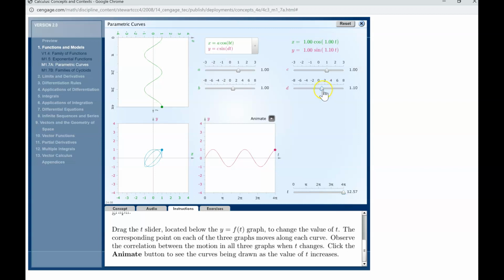Now, if we decide to change the value of D to 2, let's go ahead and run that animation. So again, you can see that the curves being drawn change as the values of t increase.